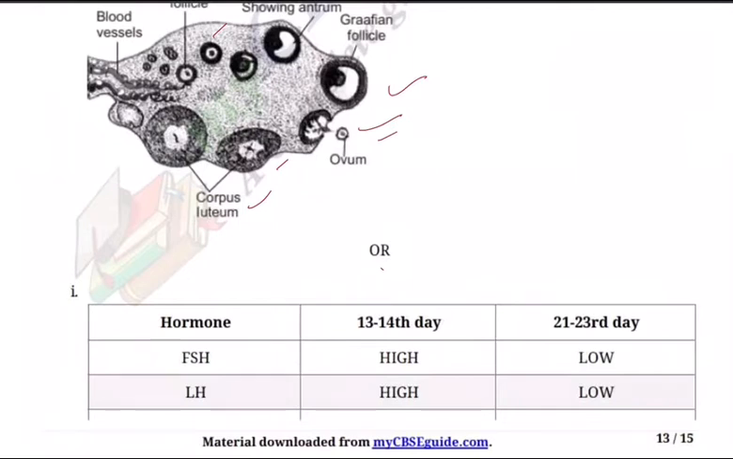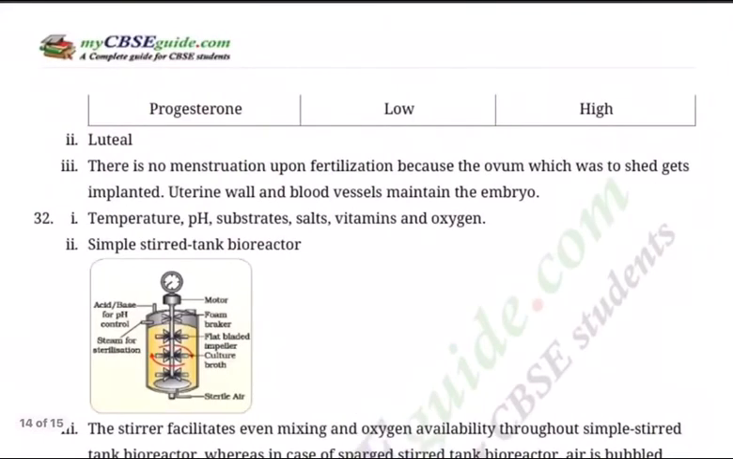Question 1. State the levels of FSH, follicle stimulating hormone, LH, and progesterone simply by mentioning high or low around 13th, 14th day and 21st to 23rd day. Of course, you can understand that 13th to 14th day comes under follicular phase, so naturally FSH has to be high, LH also has to be high. And 21 to 23rd day it enters into luteal phase, and during the luteal phase both FSH and LH have to be low. And progesterone, of course, is low on 13th to 14th and on 21 to 23rd it has to be high.